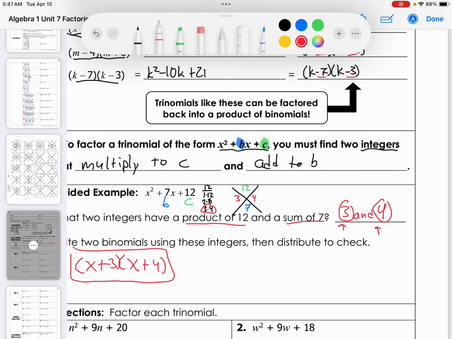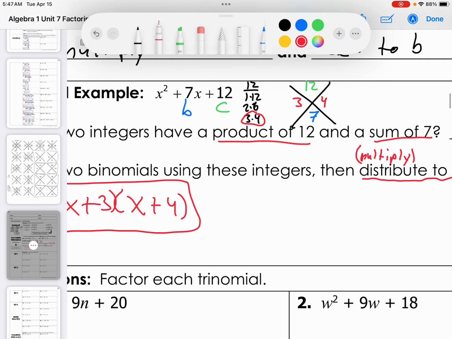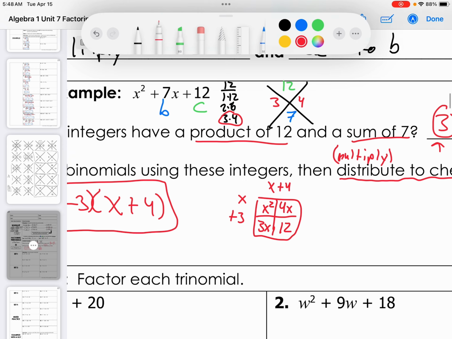We can confirm that we did it correctly if we do this distribution to check. Distribute, again, just means multiply. So we can multiply our answer back out to check to see if we did it correctly. I have x plus 3 times x plus 4, so let's set that up. x times x would be x squared. x times 4 would be 4x. 3 times x would be 3x. And 3 times 4 would be 12.